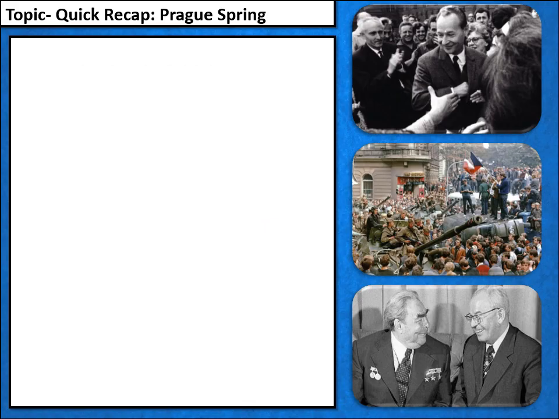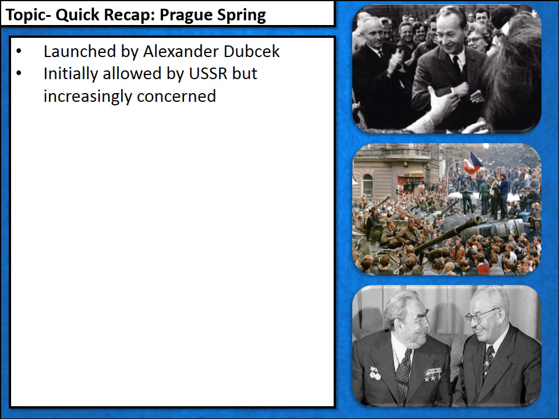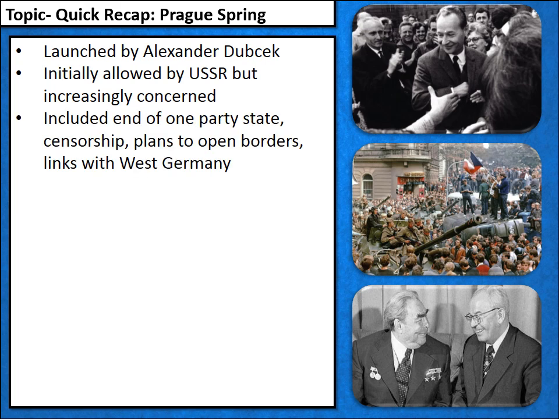So before we tackle our question, let's remind ourselves of the topics that we're going to be writing about. Firstly, the Prague Spring. Now this was launched by Alexander Dubček, the Czech leader in the top image. He embarked on a reform program that initially was allowed by Brezhnev, the leader of the Soviet Union, but Brezhnev became increasingly concerned as the program continued, and Dubček introduced a series of increasingly radical steps.